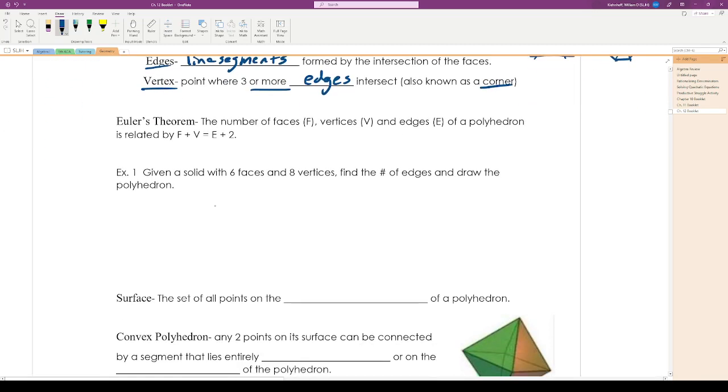All right, we have a thing called Euler's theorem. Euler is a very important mathematician. You'll learn, if you haven't already, about a thing called e in math. It has a lot to do with exponential functions and exponentiation and logarithms. And that e is Euler's number. So Euler, big math dude. This theorem says the number of faces, vertices, and edges of any polyhedron will always have this relationship.